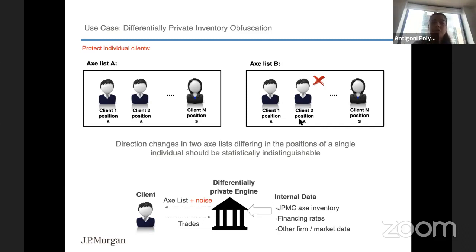Here we are hiding the changes in the client's positions from day to day. For example, if yesterday he was going long, he wanted to buy a stock, and today he's going short, we don't want to actually reveal what he's doing every day. So let's say yesterday he was going long, today he's going short, then we don't want to reveal that today he's going short. We are trying to hide the direction of the changes.